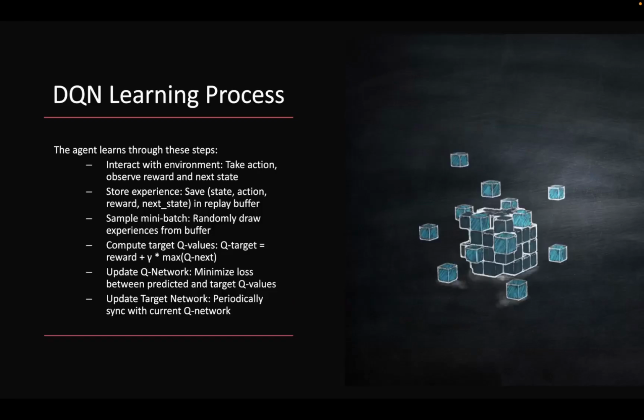The DQN learning process works as follows. Number 1, the agent interacts with the environment, taking actions and observing the resulting reward and new states. Number 2, these experiences are stored in the replay buffer. Number 3, periodically a mini batch of experiences is randomly selected from that buffer. Number 4, the target Q values are computed using the reward plus the discounted maximum Q value of the next state. Number 5, the Q network is updated to minimize the difference between its predictions and these target values. And finally, the target network is occasionally updated to match the Q network.